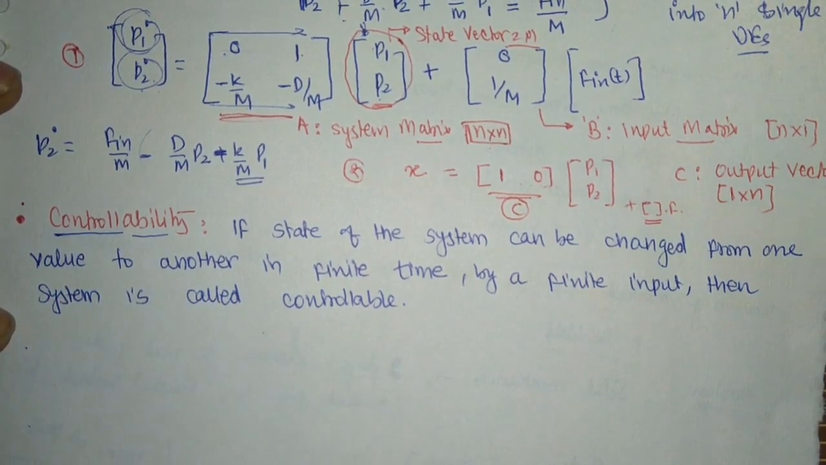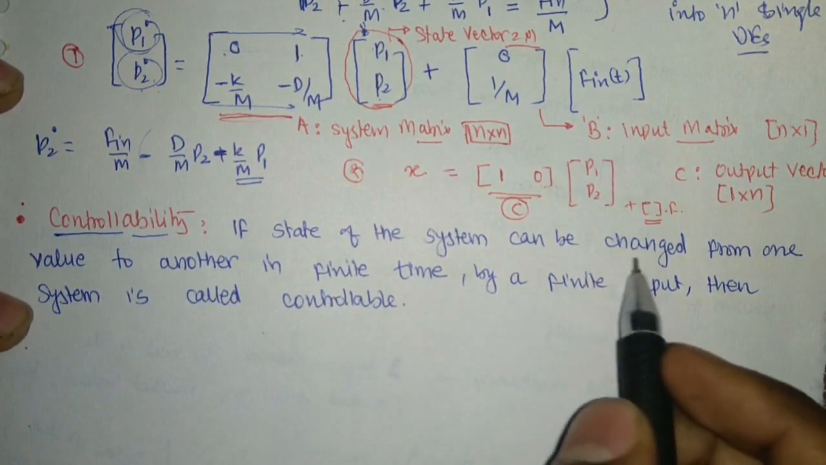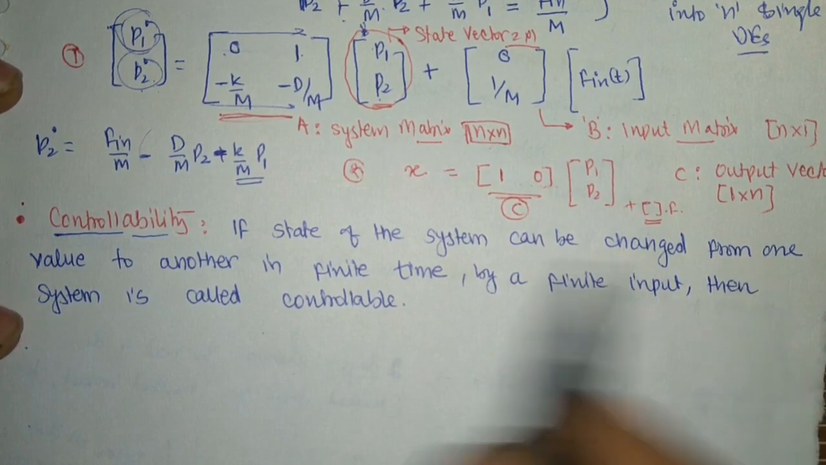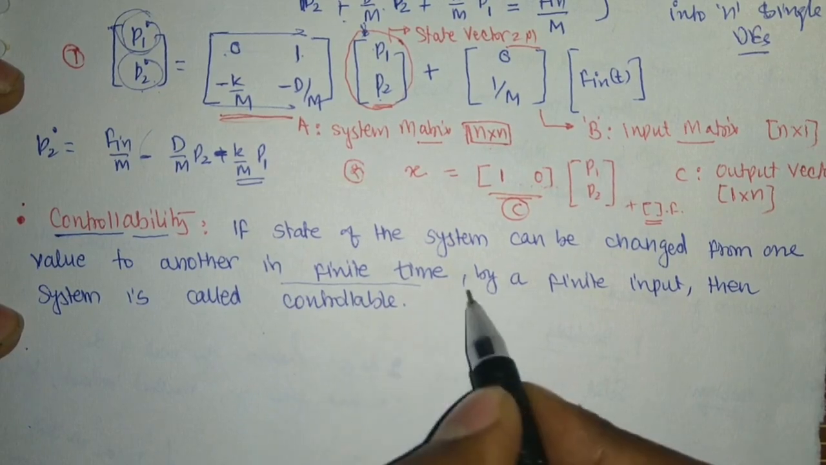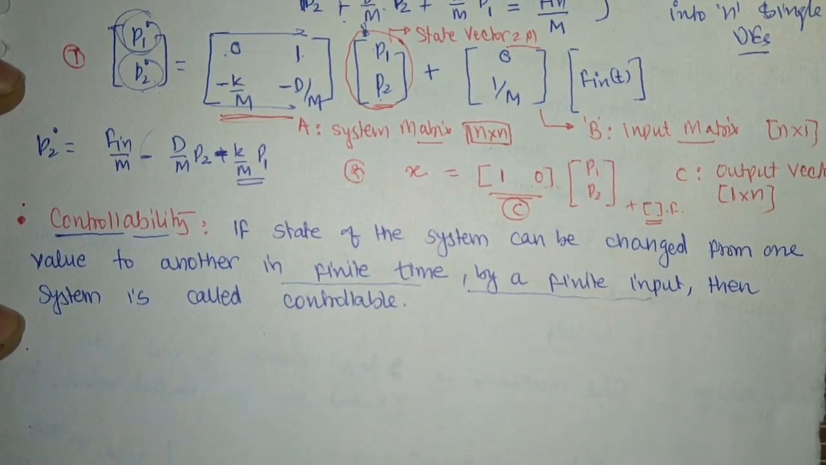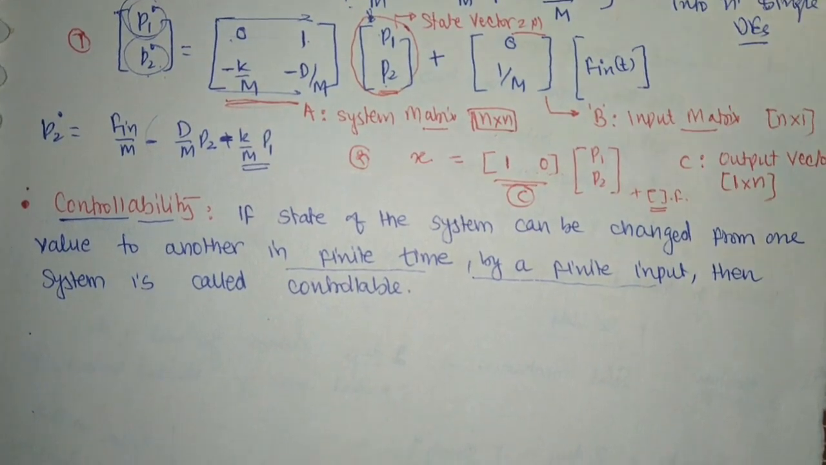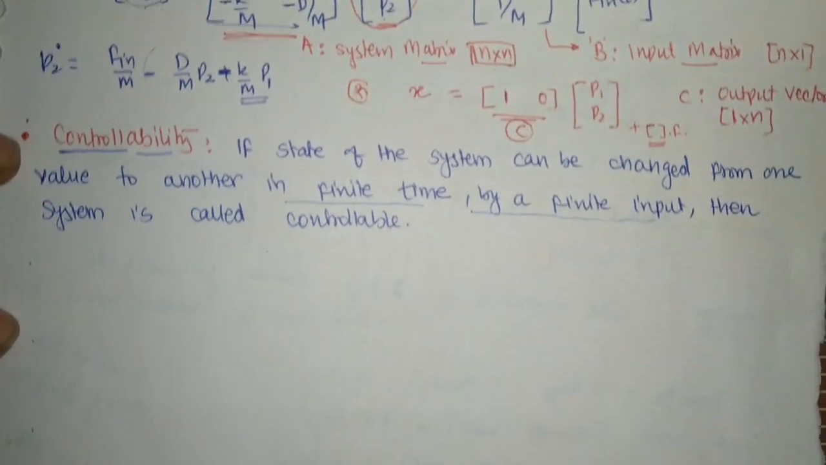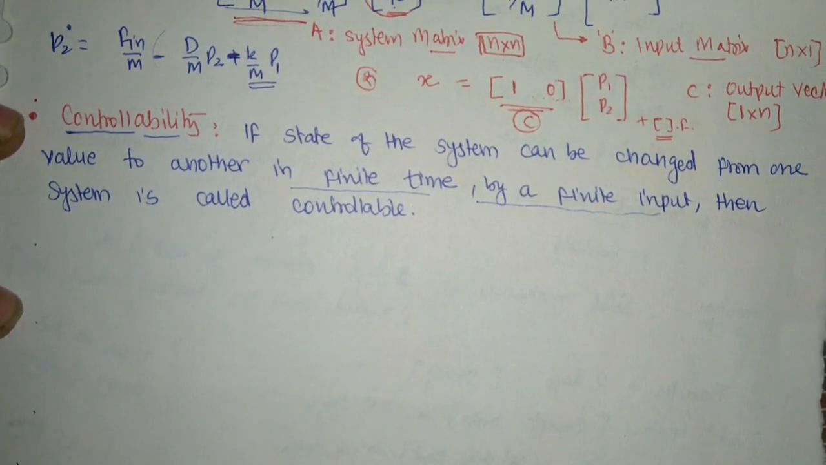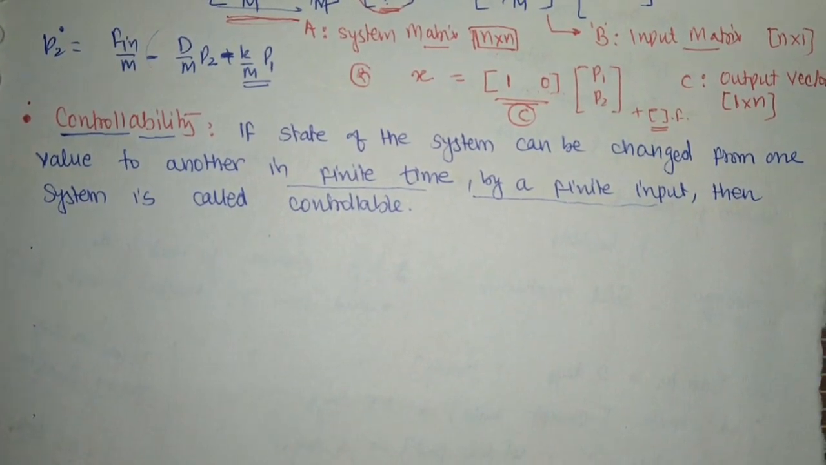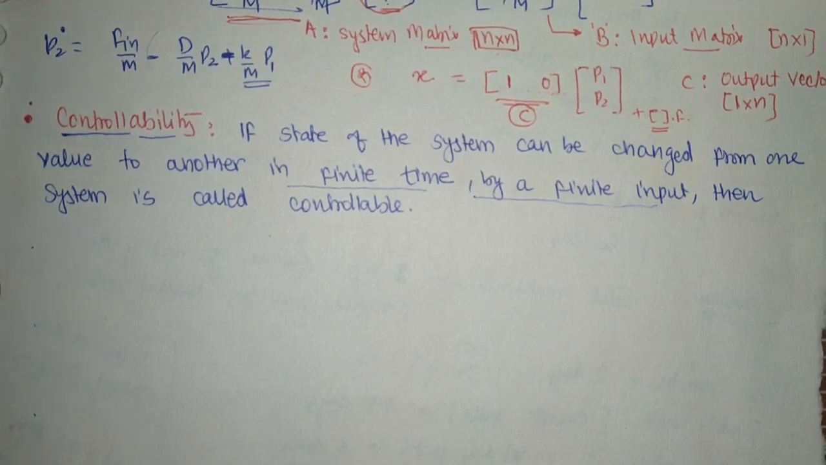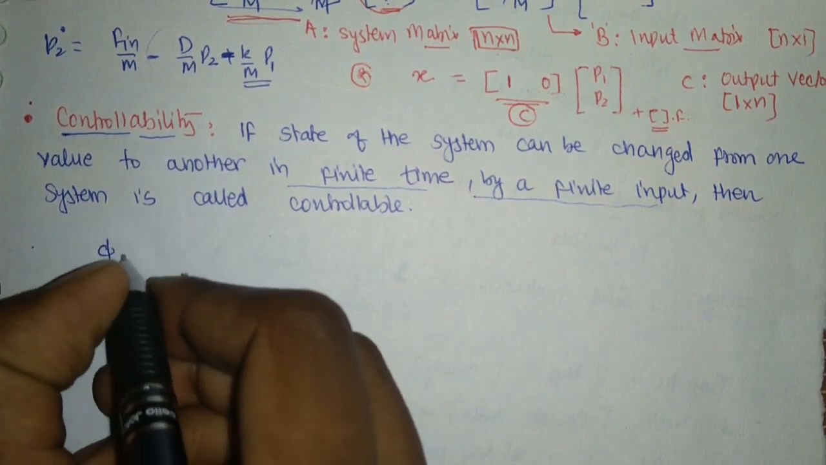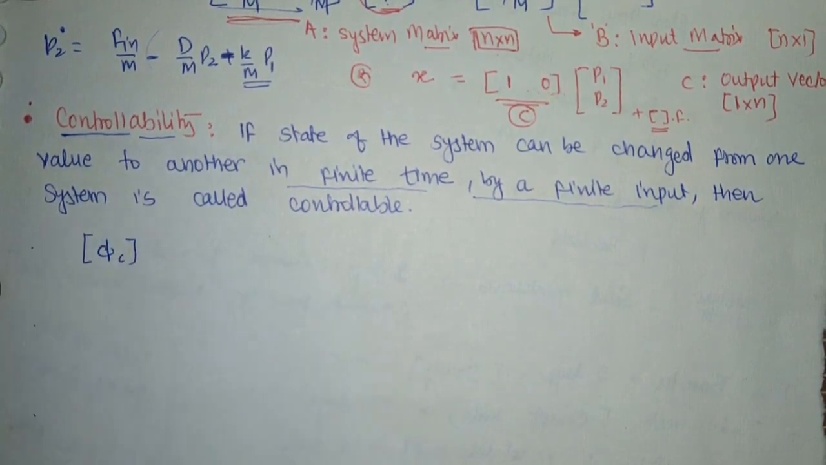So whether or not we can control our system, that is controllability. If the state of the system can be changed from one value to another in finite time, there are two conditions here: in finite time and by a finite input, then the system is called controllable. Whenever we are doing the state space representation, we have calculated these A, B, C and state matrix. When we are talking about controllability, I can again define one matrix, which will be the matrix of controllability.